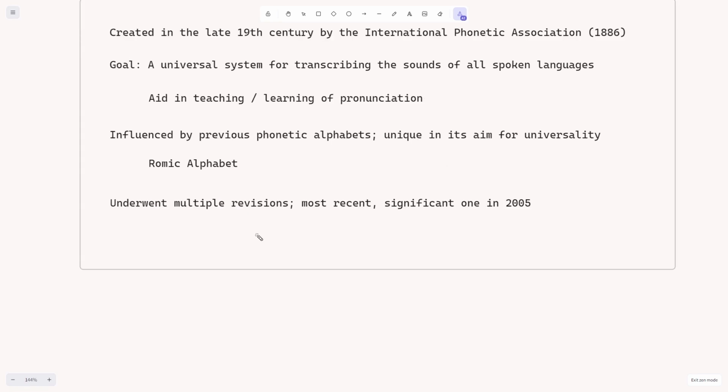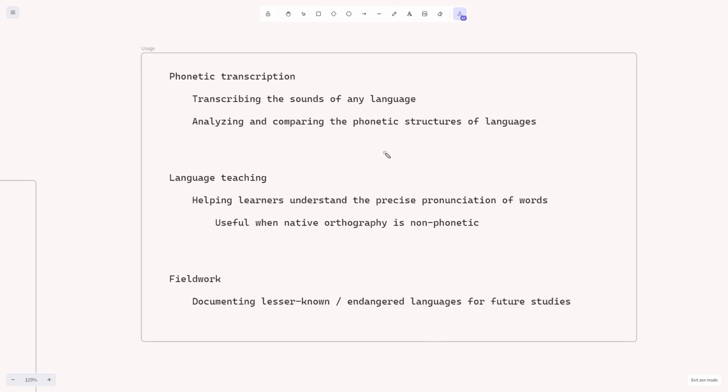And of course, the IPA underwent multiple revisions, and the most recent and significant one was in 2005. Now, how is the IPA used? It's used usually in phonetic transcription, language teaching, and fieldwork. Phonetic transcription just means it's used to transcribe the sounds of any language, and especially in linguistics to analyze and compare phonetic structures of languages.